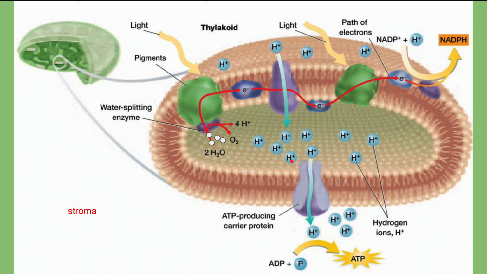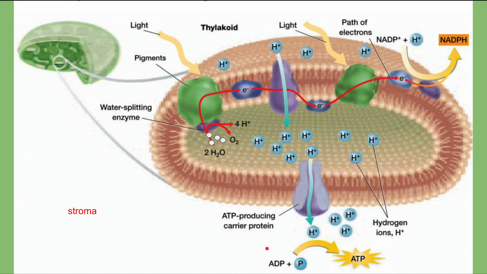Now, we need to bring these hydrogen ions down into this ATP synthase. It says ATP producing carrier protein, but it's most commonly known as ATP synthase. This is a type of passive transport. This is active, this is passive, because we're going down the concentration gradient. So as the ions are moved through, it produces ATP by using this gradient.